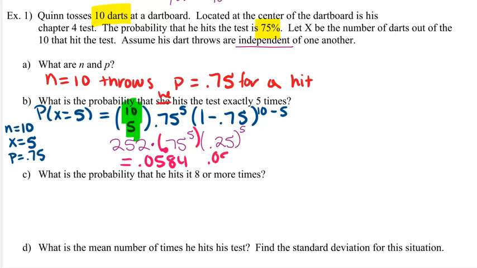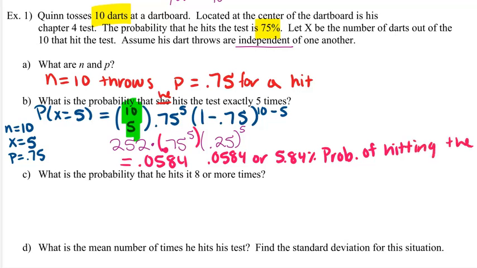So 0.0584, or 5.84% probability of hitting 5 times. Awesome. Cool.